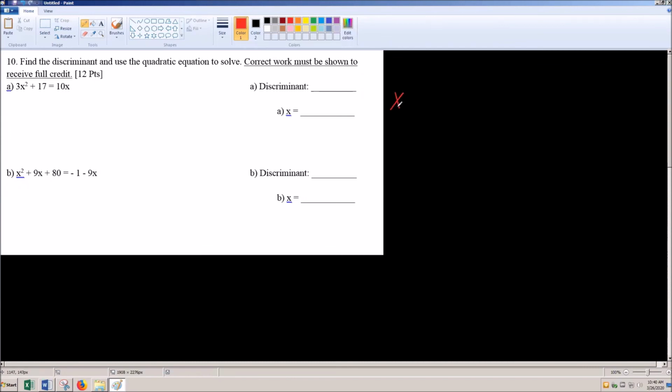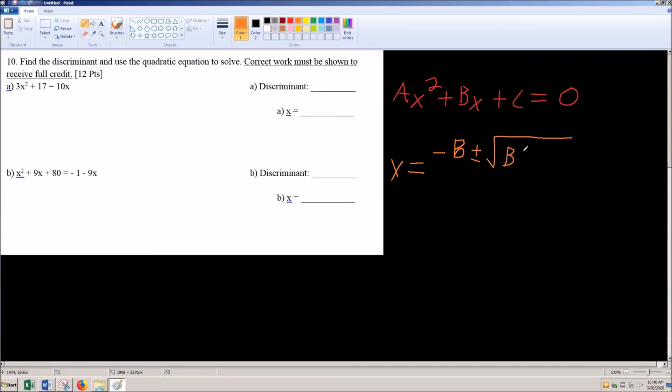So let's actually start out with what it needs to look like first. It needs to look like ax squared plus bx plus c equals 0, right? We have to set it equal to 0 to start. That's the first thing. And then I'm able to solve for my x values as saying x is going to equal negative b plus or minus the square root of b squared minus 4ac all divided by 2a.